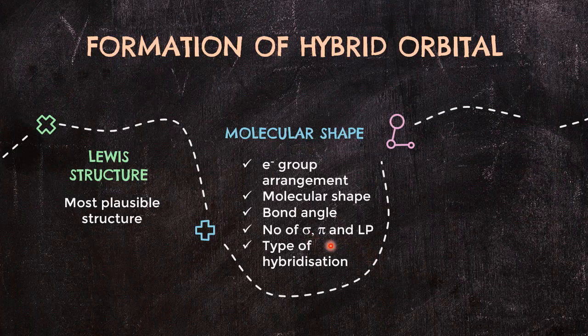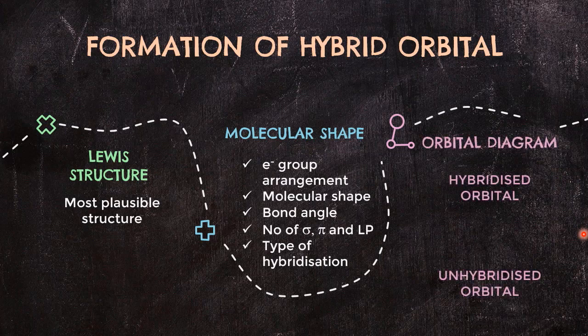Each sigma and pi bond will be counted as a single electron, while a lone pair is still a pair of electrons. Knowing the number of single electrons and lone pairs present will help us determine the type of hybridization as well as the mode of overlapping, either end-to-end or side-to-side. Only sigma and lone pair electrons will be hybridized, while pi electrons will be left unhybridized. Once the atoms to be hybridized and unhybridized are determined, we'll proceed to the next step, which is drawing the orbital diagram for each of them.